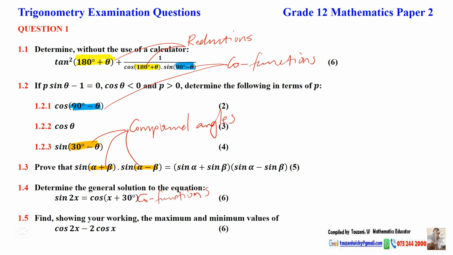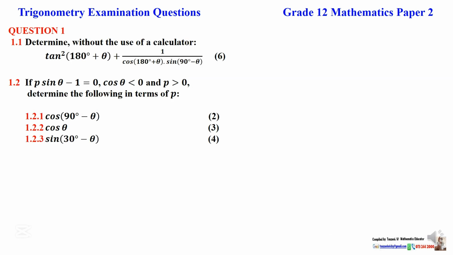Then the last question, this is a general question. We need to find the maximum value of this expression. We have a look at that. This is a good example of a grade 12 Euclidean geometry question in mathematics paper 2. Let us have a look at the answers to this question.